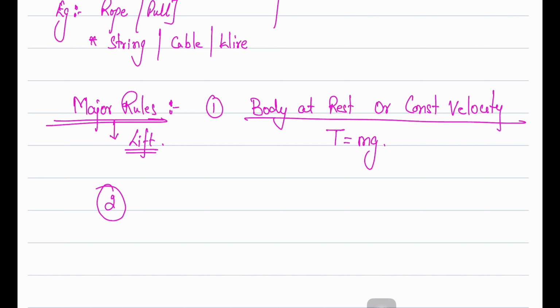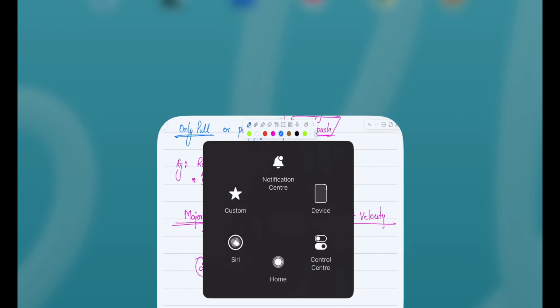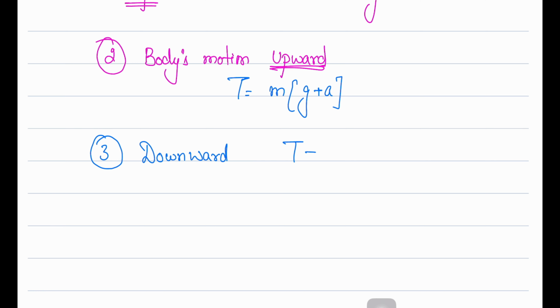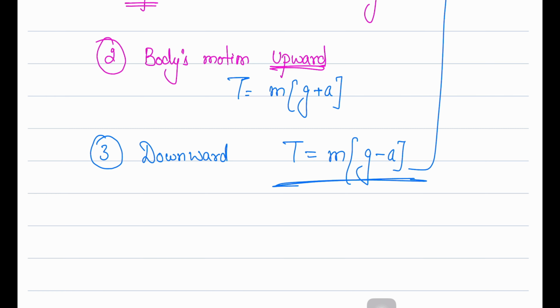Second, if the body's motion is upward, what is the equation? T is equal to m(g plus a). When the body is going upward, T is equal to m(g + a). And third, downward motion: T is equal to m(g minus a). These are the three rules you need to keep in your mind.